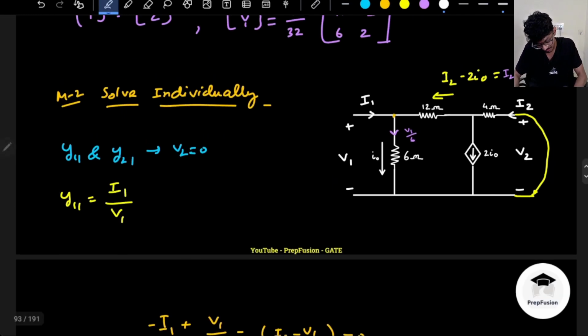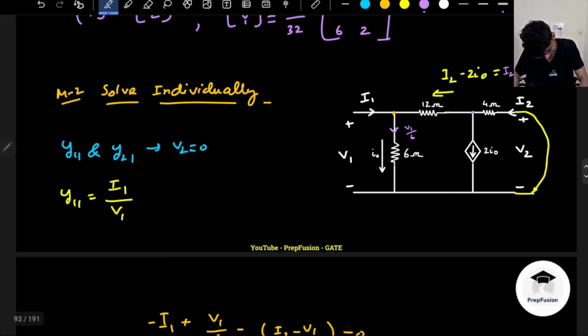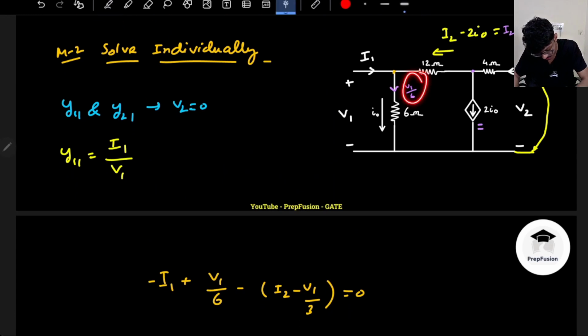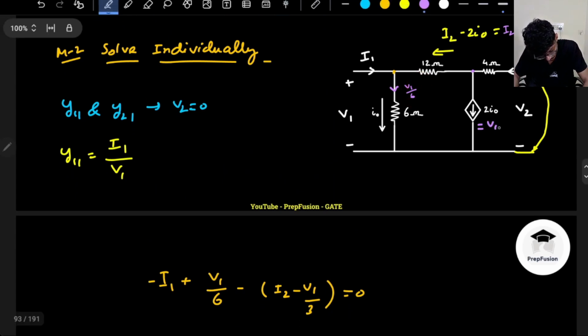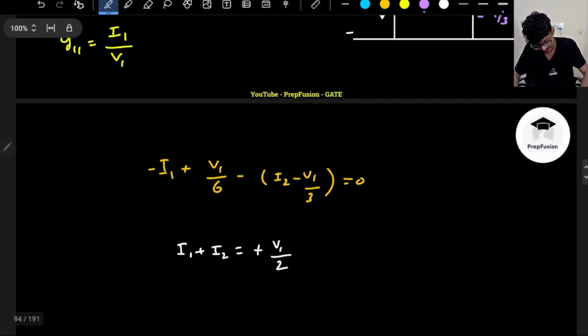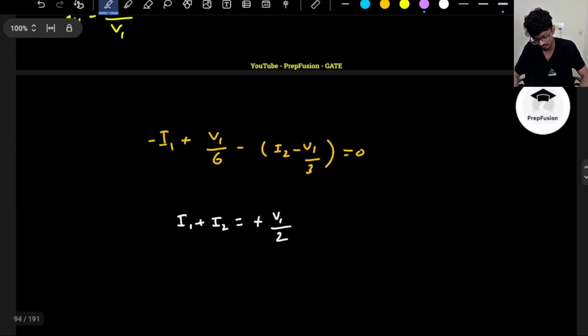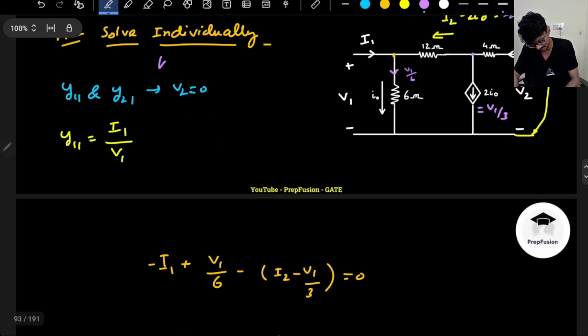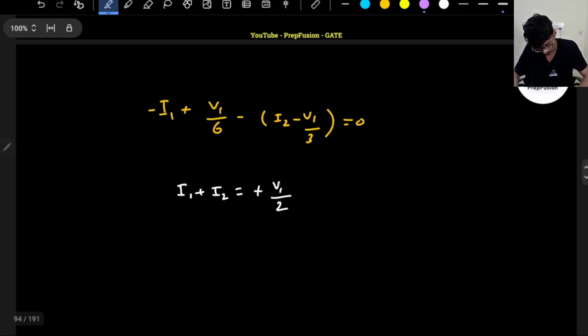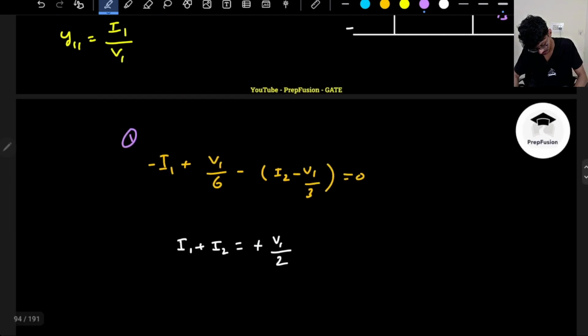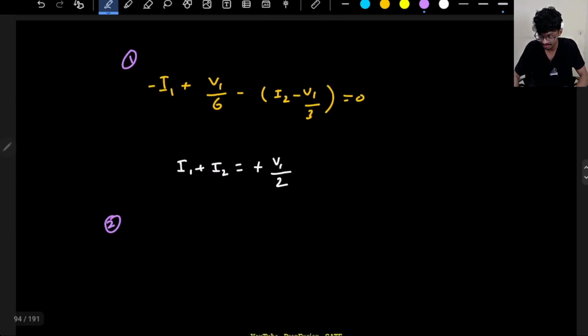Okay, so let me apply another KCL at this node. What is 2 I naught? I naught is V1 by 6, so 2 I naught will be V1 by 3. Whenever you are going with Y parameters, think of KCLs. This is KCL 1, this is KCL 2. So this was the first KCL, let's solve the next KCL.